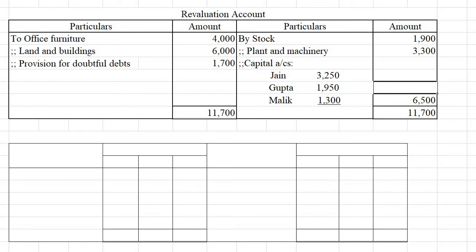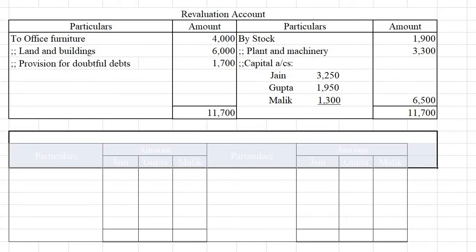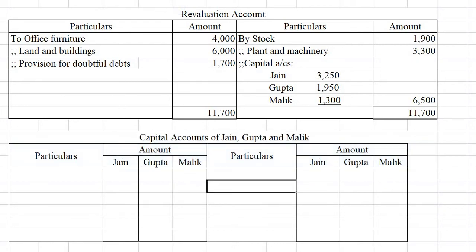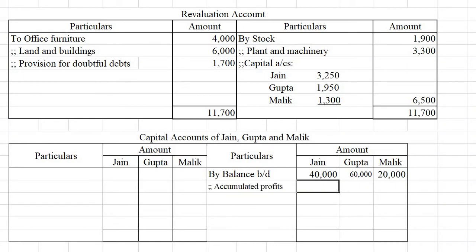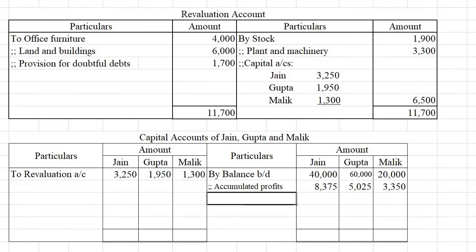Then let us prepare the capital accounts. Capital account of Jain, Gupta and Malik is ready. We can write the opening balance first. Opening balance is given in the question itself. So in the balance sheet it is given 40,000, 60,000 and 20,000. Then accumulated profit also was there in the balance sheet. So that also can be shared among the partners in their old profit sharing ratio. Okay. Now revaluation loss will be debited. Loss will be debited to all the partners' capital accounts in their old profit sharing ratio, that we have already calculated and now debited. Now next turn is regarding goodwill.